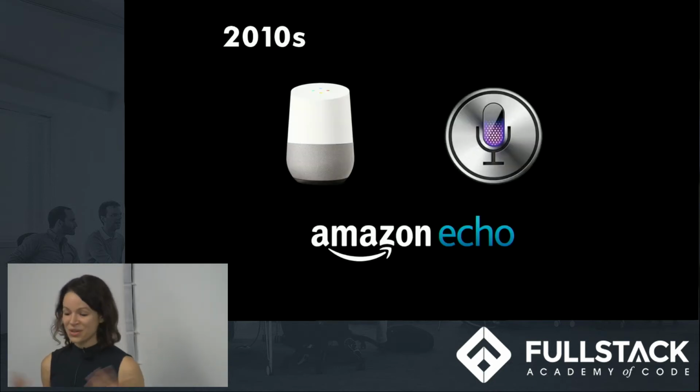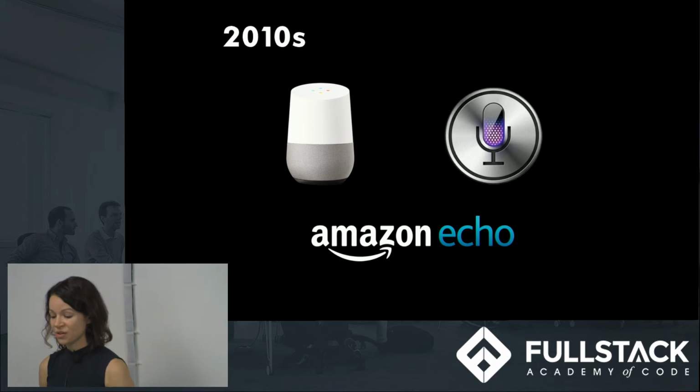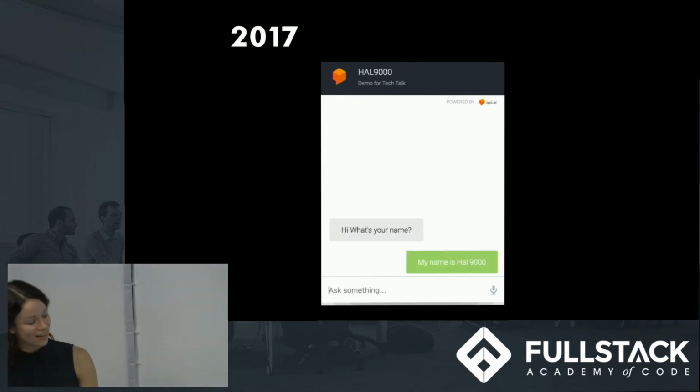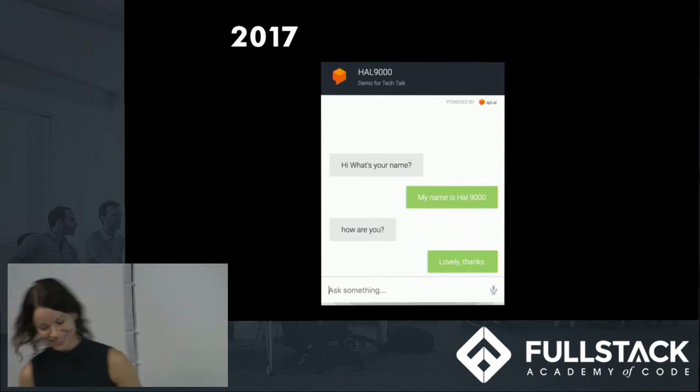Then we get the 2010s, and the early 2010s is when virtual assistant technology and chatbots expanded in capability and exploded in popularity. There are, of course, the big three that we probably all know, Google Home, Siri, and Echo, but tons more are now integrated in even the smallest of apps. Now, in 2017, we have, with the help of API.AI, my chatbot, HAL 9000.